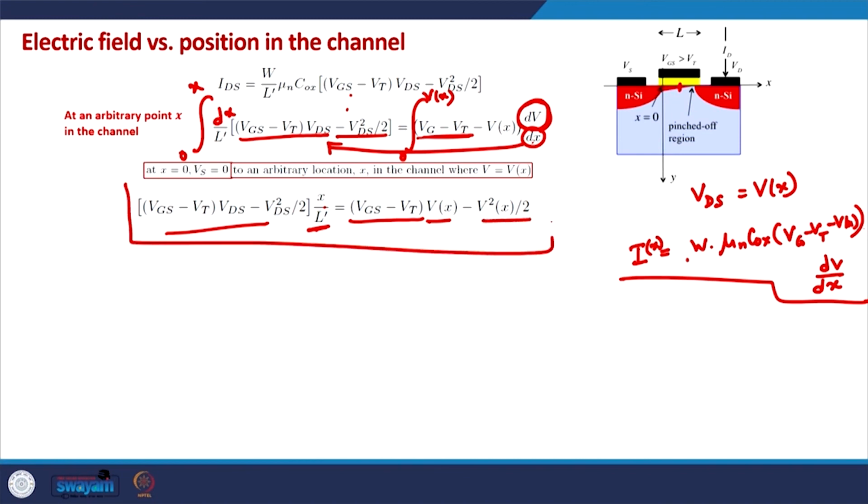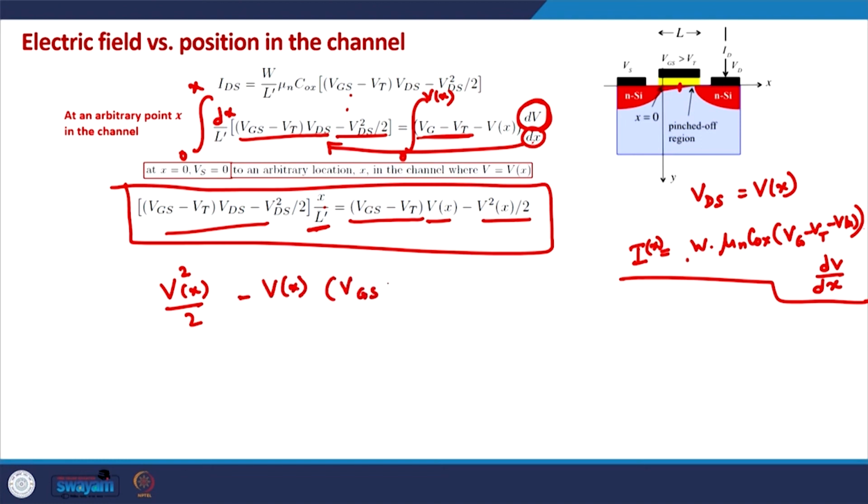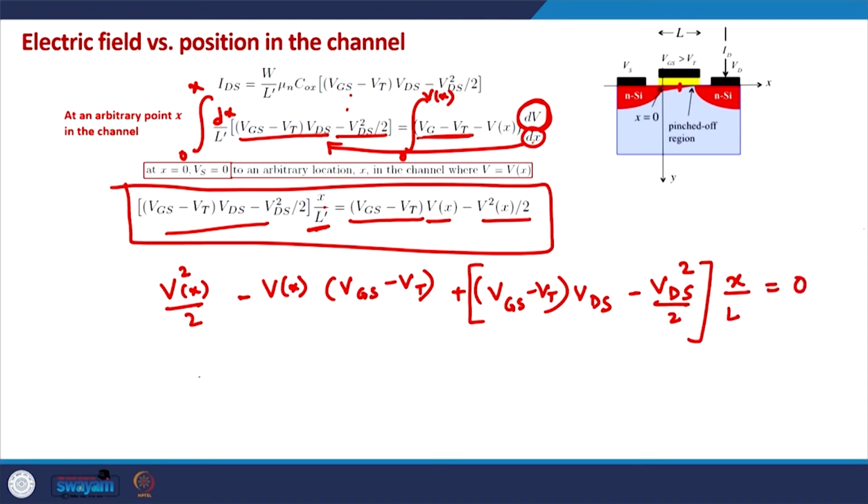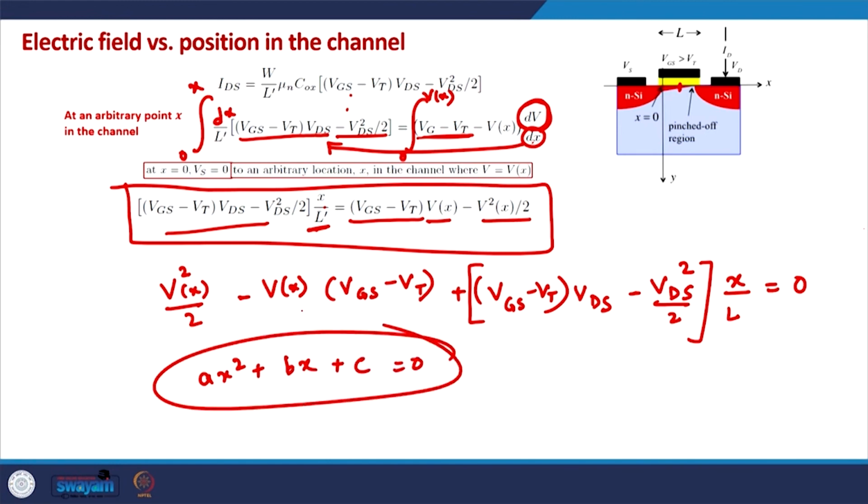So, now this becomes a quadratic equation in the voltage across the channel. It is a quadratic equation: Vx square by 2 minus Vx times Vgs minus Vt plus Vgs minus Vt times Vds minus Vds squared by 2 times x by L prime is equal to 0. So, this becomes an equation like this, a Vx square plus b Vx plus c is equal to 0. And as all of us know from the basic maths, we can solve this quadratic equation, and that's what your homework assignment is now.